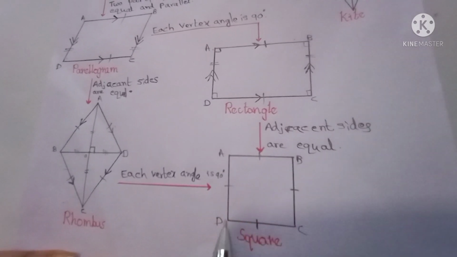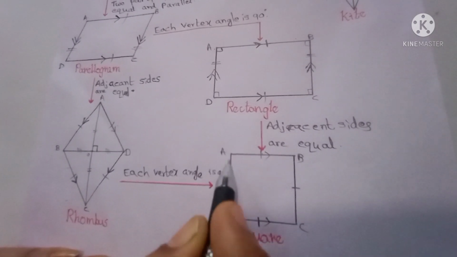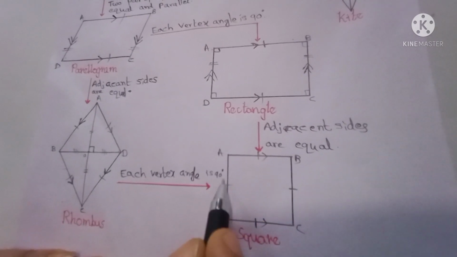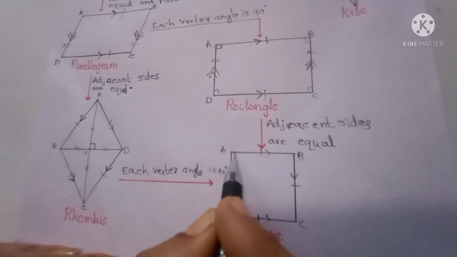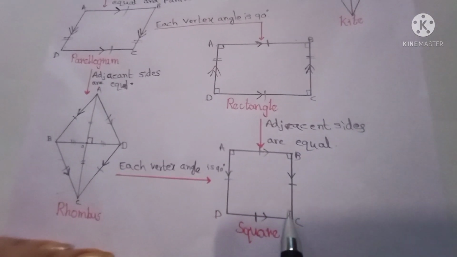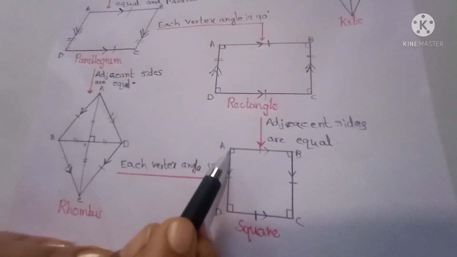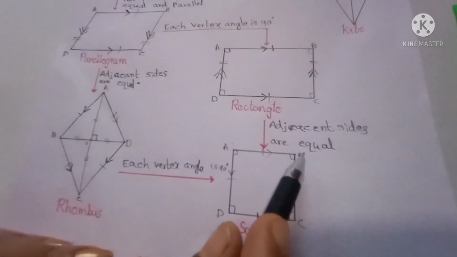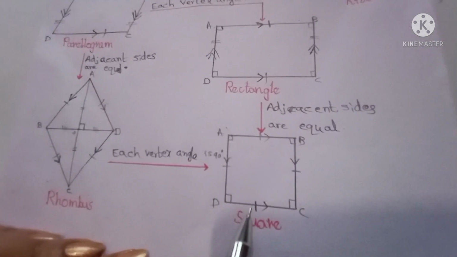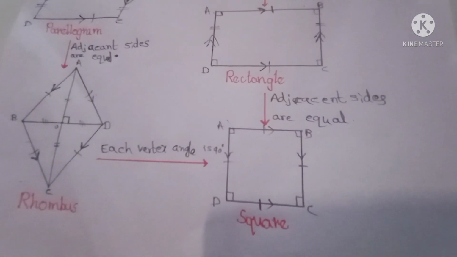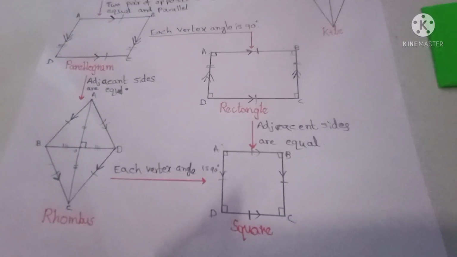This side parallel to this side like this. This side parallel to this side. This side parallel to this side. And all angles are 90. And diagonals are equal. Can you understand, children? Write down, children.